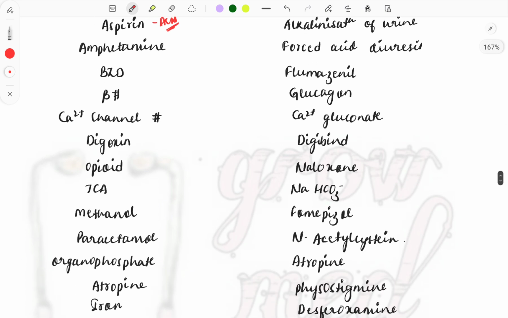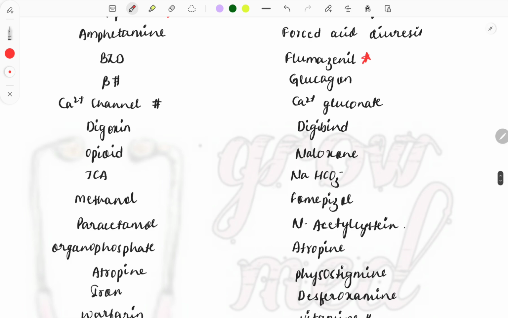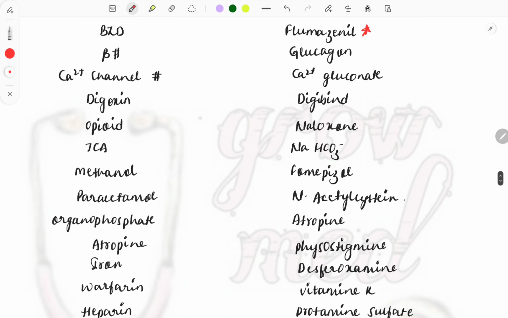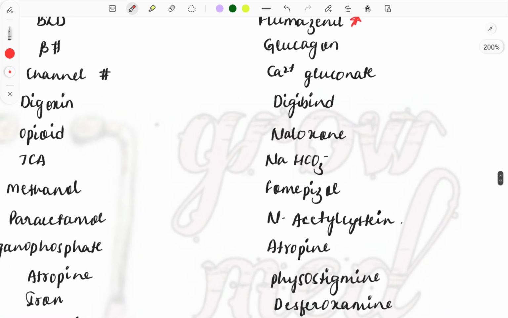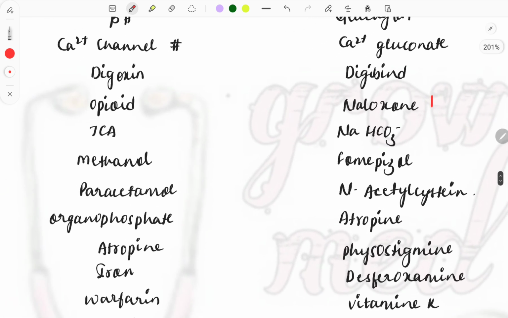Then benzodiazepine, flumazenil. This is a PYQ, and asked in integration with psychiatry, तो benzodiazepine का. Then beta blocker, glucagon; calcium channel blocker, calcium gluconate; digoxin, digibind. Then for the opioid it will be naloxone. This one is a PYQ, asked repeatedly multiple times. Okay, so naloxone for the opioid, and they can also give morphine, right? Morphine is also an opioid ही है ना, तो they can confuse you with these terms. So question ध्यान से पढ़ना.